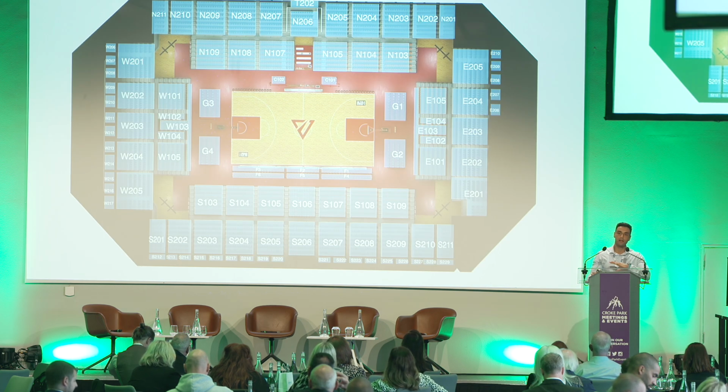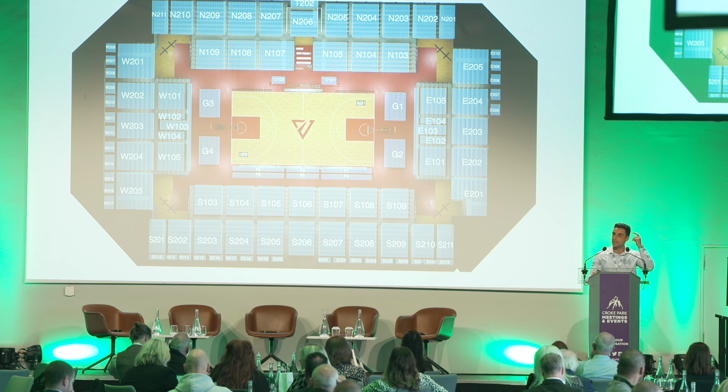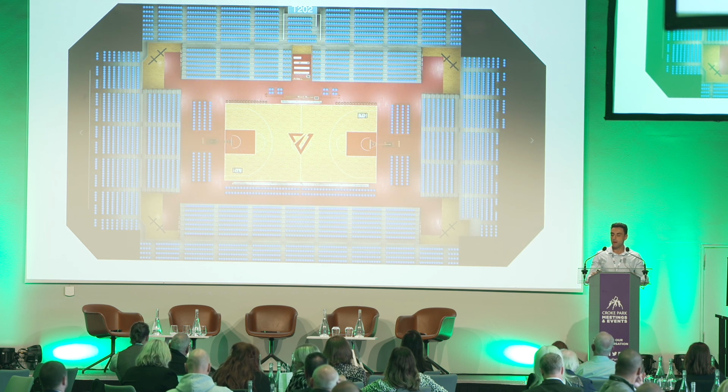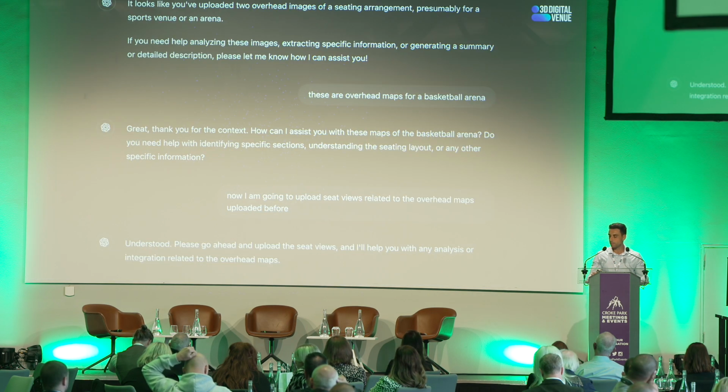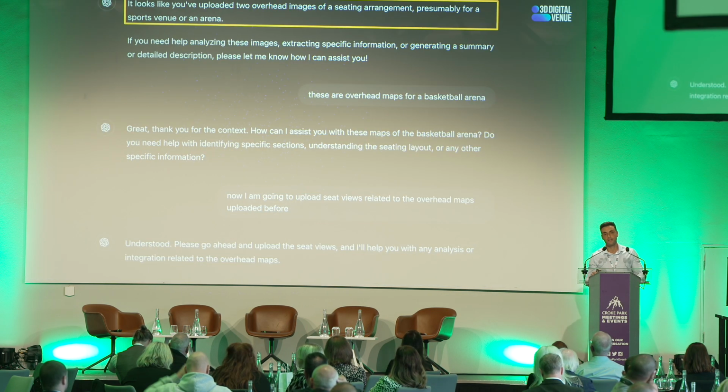So I'm going to use an abstract representation of an arena here. And here what I have is an overhead map of a particular basketball arena, where we can see the sections and the section names, and another one where we can see every individual seat of the arena. And I'm going to load this into ChatGPT. You can literally go and say, hey, just load this thing and add it to your memory stack. By the time I do it, the system is intelligent enough to understand that I have uploaded 2 overhead images with a seating arrangement for a sports venue or an arena.